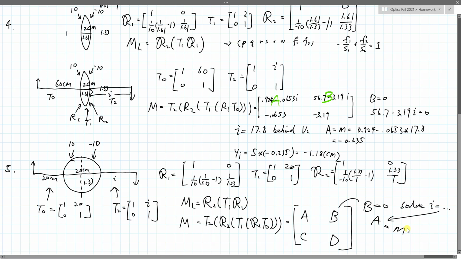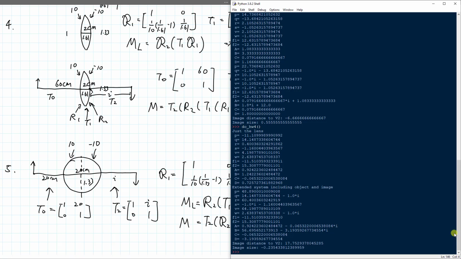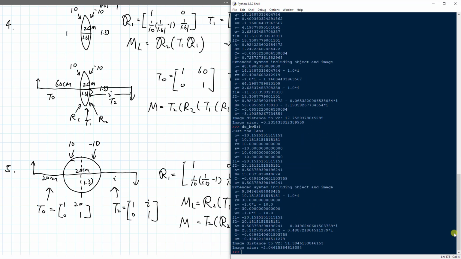Okay, so let's take a look at Python. So we're solving for question 5. Okay, again, extended system, just the lens. So if you need just the lens, these are the cardinal points right there. If you need the system, it has this A, B, C, D. And again, A and B are dependent on I, C and D are not. Then calculating the image is basically setting B equals 0 and solving for I. And you find the image distance 51 centimeters away, positive.